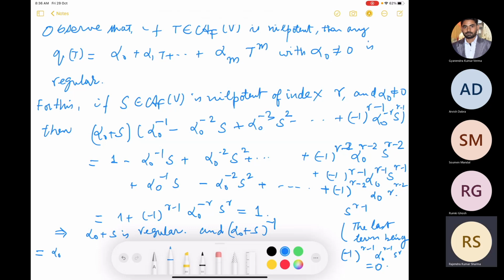The polynomial is alpha_0 inverse minus alpha_0 to the power minus 2 S plus up to minus 1 to the power r minus 1 alpha_0 to the power minus r S to the power r minus 1. Let us write it here then. So it is a polynomial here, and (alpha_0 plus S) inverse is invertible.